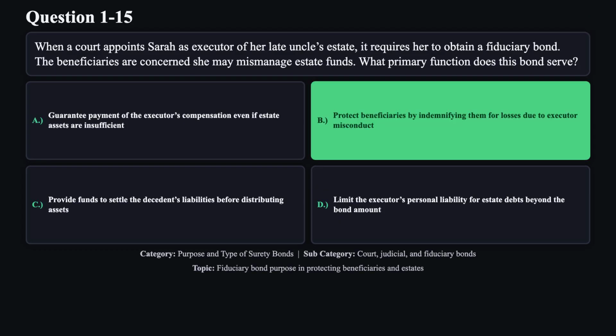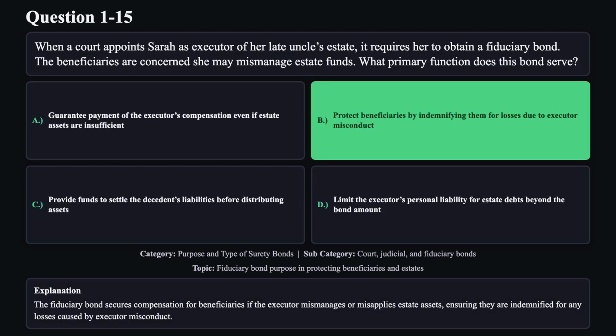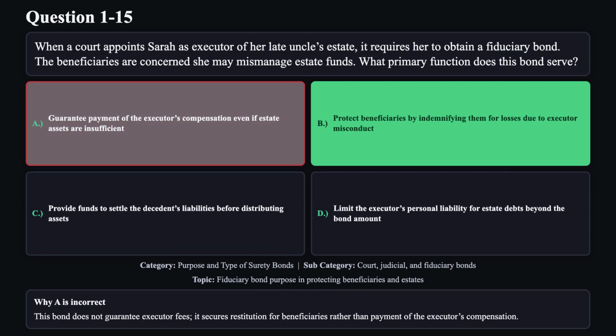The correct answer is B. The fiduciary bond secures compensation for beneficiaries if the executor mismanages or misapplies estate assets, ensuring they are indemnified for any losses caused by executor misconduct. Reason A is not correct. This bond does not guarantee executor fees. It secures restitution for beneficiaries rather than payment of the executor's compensation.